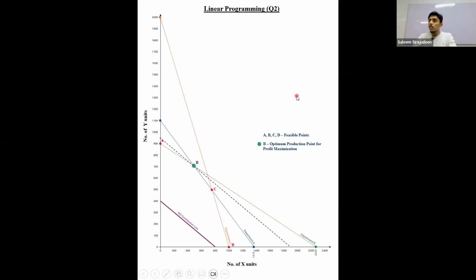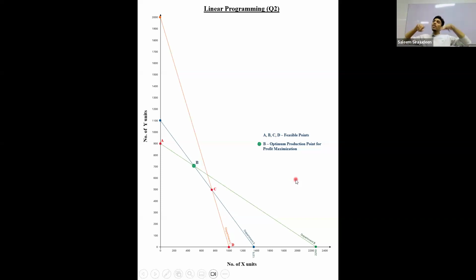What is the requirement B? Identify the optimum production point if the objective is cost minimization. So whatever the method, profit maximization or cost minimization, you have to end up with all these four feasible points, right? Yes or no? Now what are the four feasible points you have?